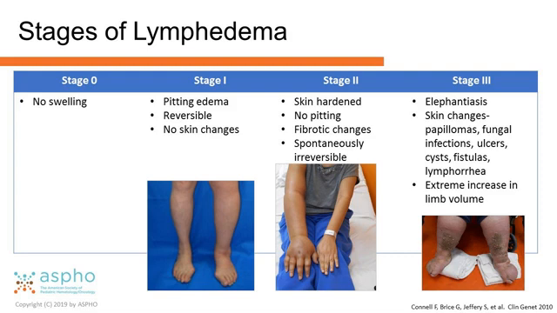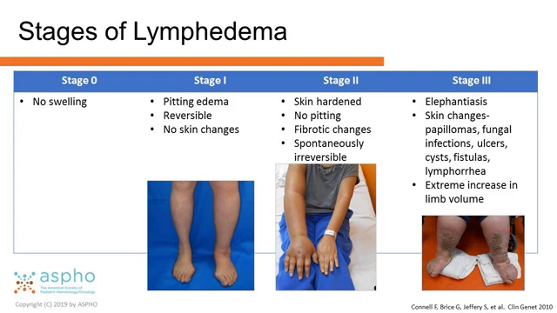In stage 2, the skin is starting to become hardened, and the pitting reduces because those fibrotic changes in there don't allow that pitting to happen anymore. And we call this spontaneously irreversible, which just means it doesn't reduce with elevation any longer.